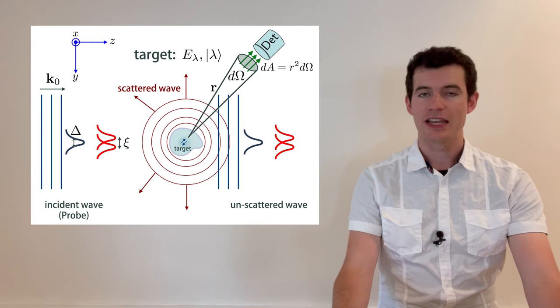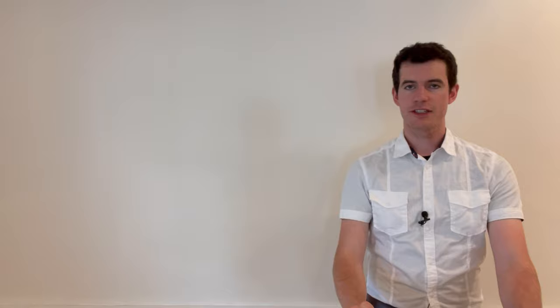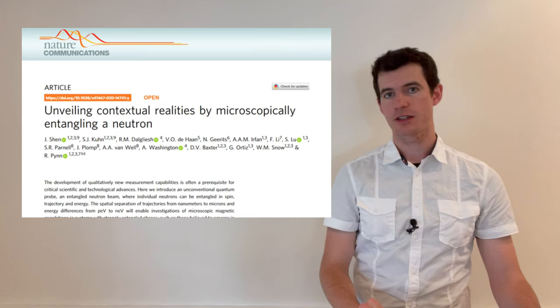The probe just described reflects one which has now been realized experimentally by Shen et al. in this Nature Communications paper. And we want to know what this new tool can accomplish. To date, no scattering experiments have employed entanglement in this manner as, until recently, no such probe has existed. It remains now to work out the scattering theory, which is, of course, the main result of our work.